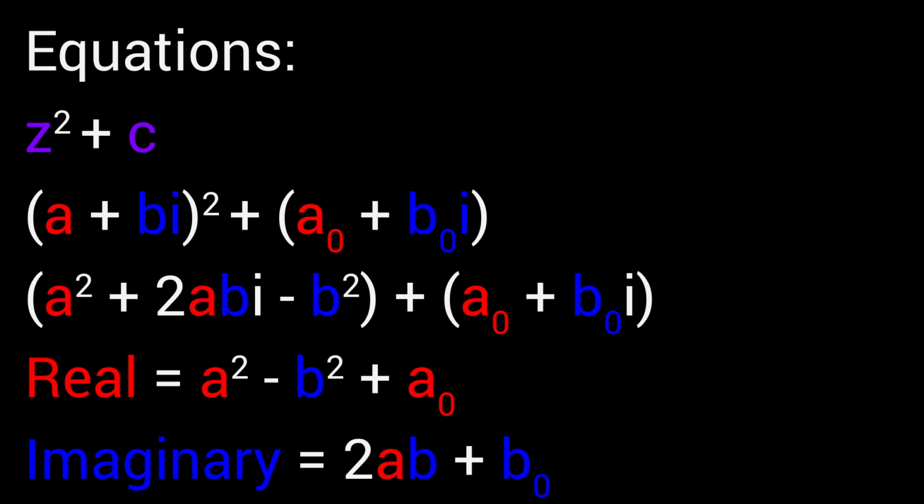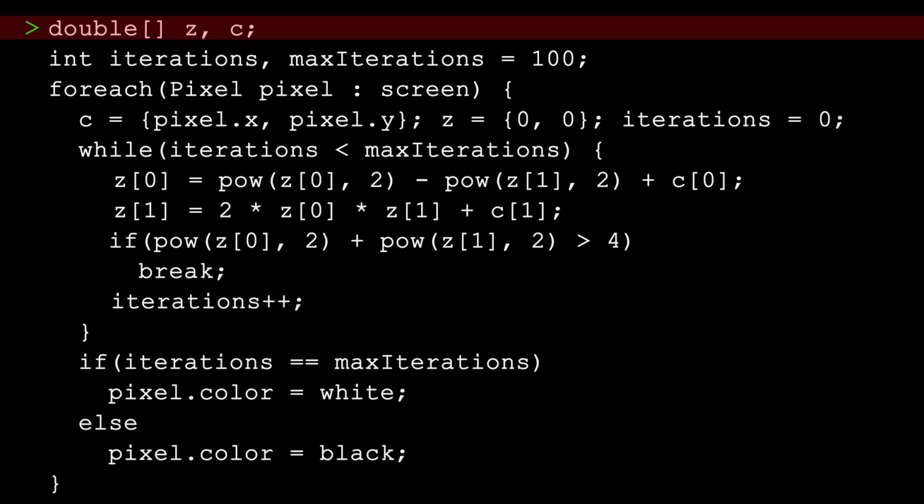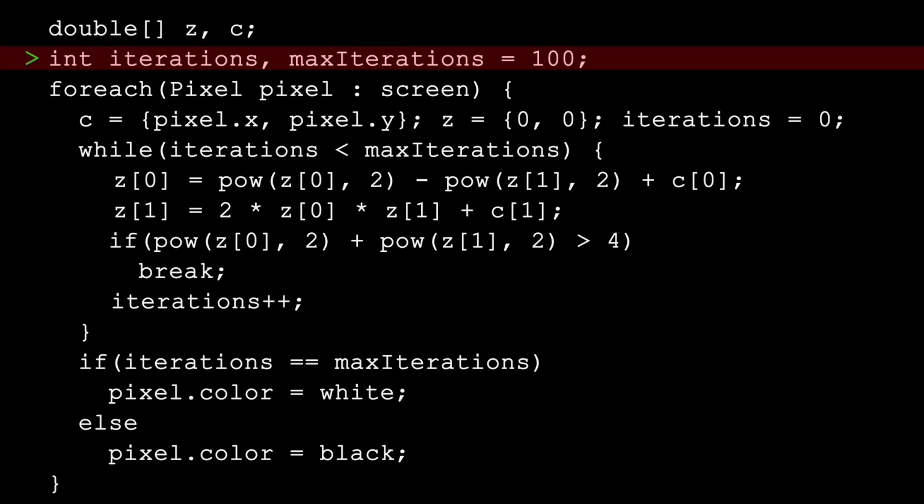Here's some pseudocode that makes use of these equations. Let's run through it. We start by creating double arrays for both the z and c. These will each hold two values, one for real and one for imaginary. Next, we declare iterations, which we use to keep track of how many times we have iterated this code. Next, we declare max iterations, which determines how many times our equation will run before we assess whether a point is in the set or not. As this value increases, so does the accuracy of the fractal and the length of the execution time.